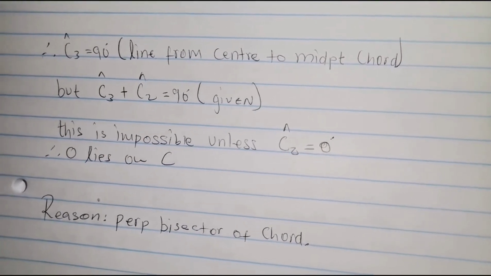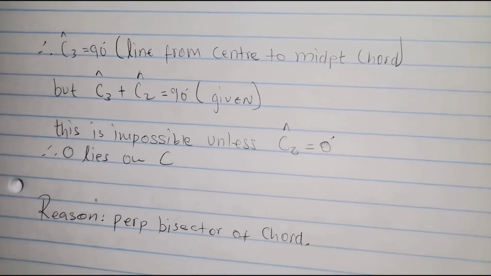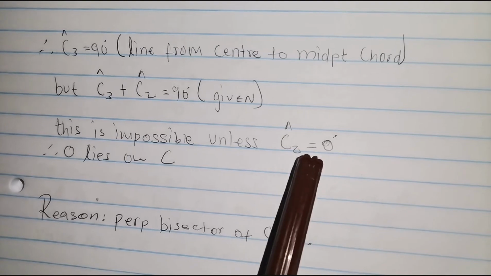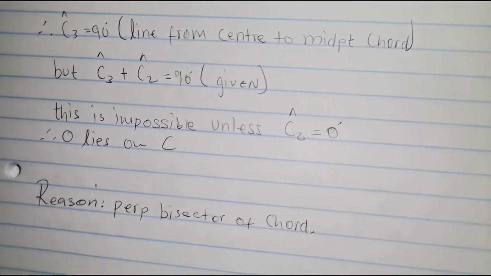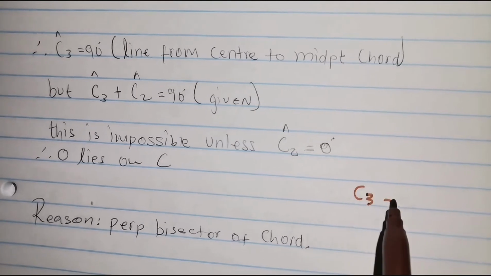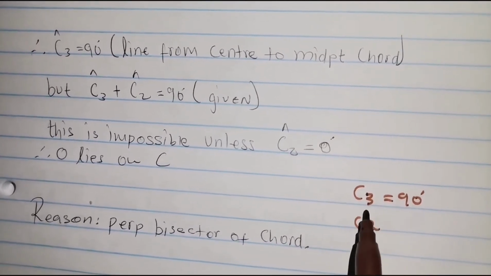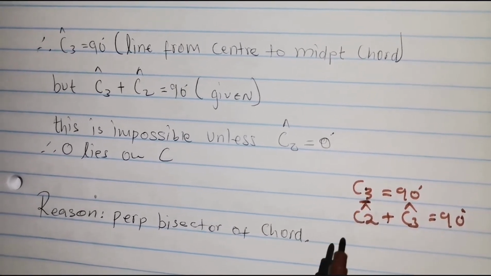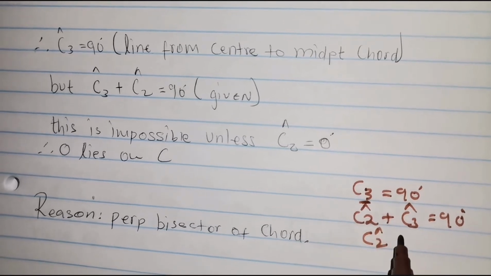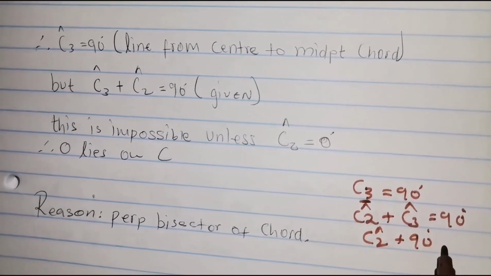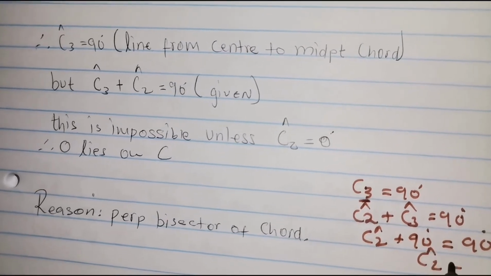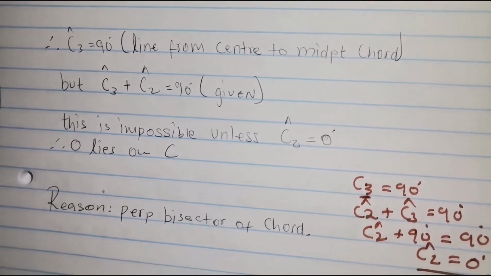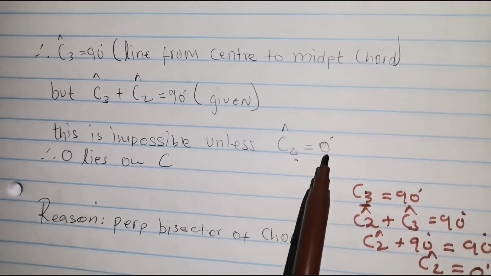But C3 plus C2 equal to 90 degrees is given. So remember, guys, this is impossible unless C2 is equal to 0 degrees. We have C3 equal to 90 degrees, and C2 plus C3 equal to 90 degrees. So if I want C2, C2 plus 90 equals 90, then C2 is equal to 0 degrees. This will be true if C2 is equal to 0 degrees. So this is impossible unless C2 is equal to 0 degrees.